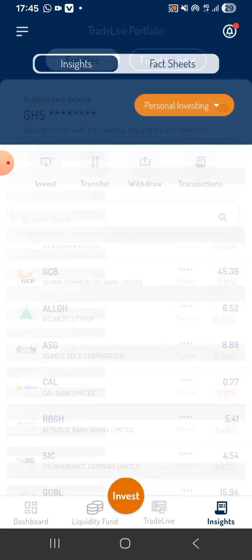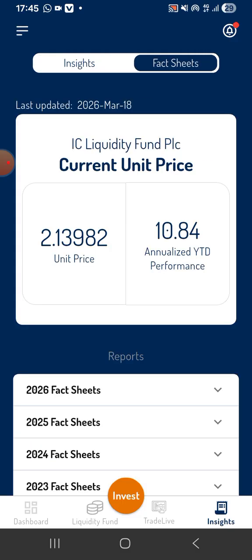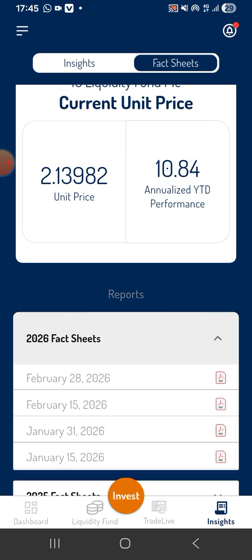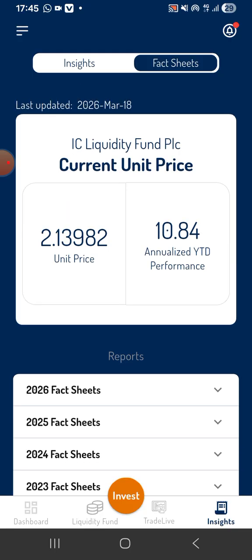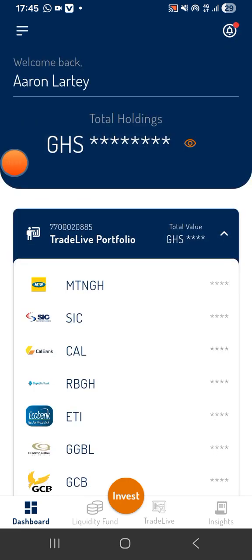When you click on insights, you can read a couple of things that are happening in the market, all of that, just to have more knowledge. Now the fact sheets is where you can see all that you need to see about the reports so far: the unit price, the annualized year-to-date performance. You can see the 2026 fact sheets. All of them, you can have a look at them. If you are looking for all that information, it is there. All right, so basically, that is it for IC Wealth.